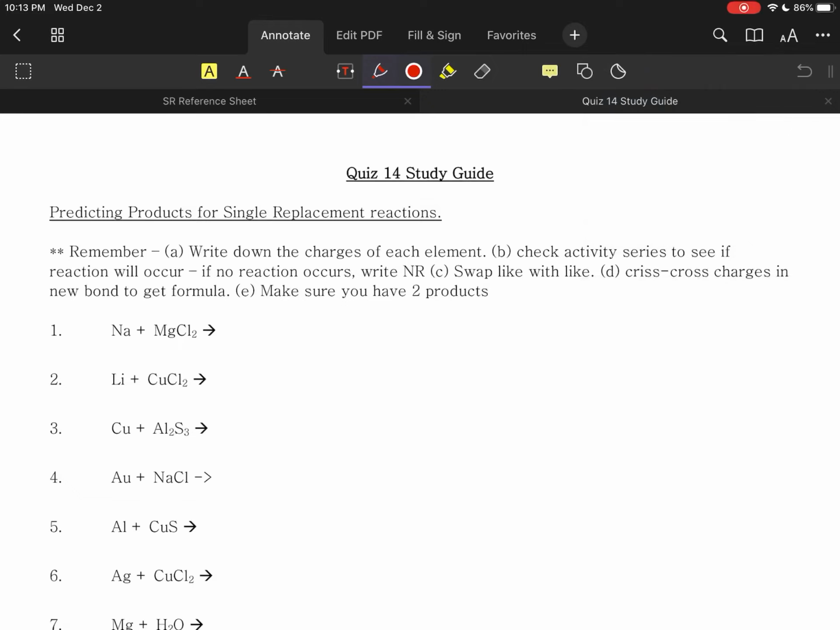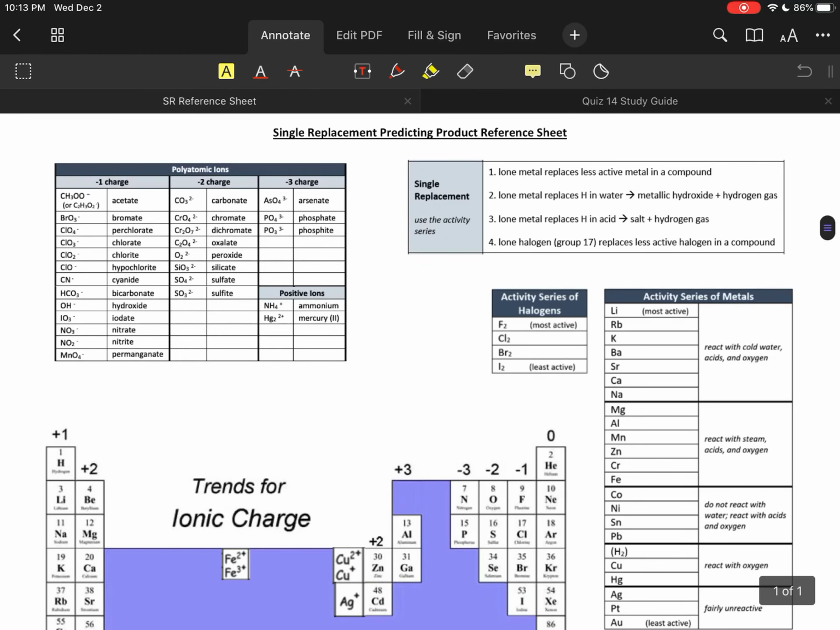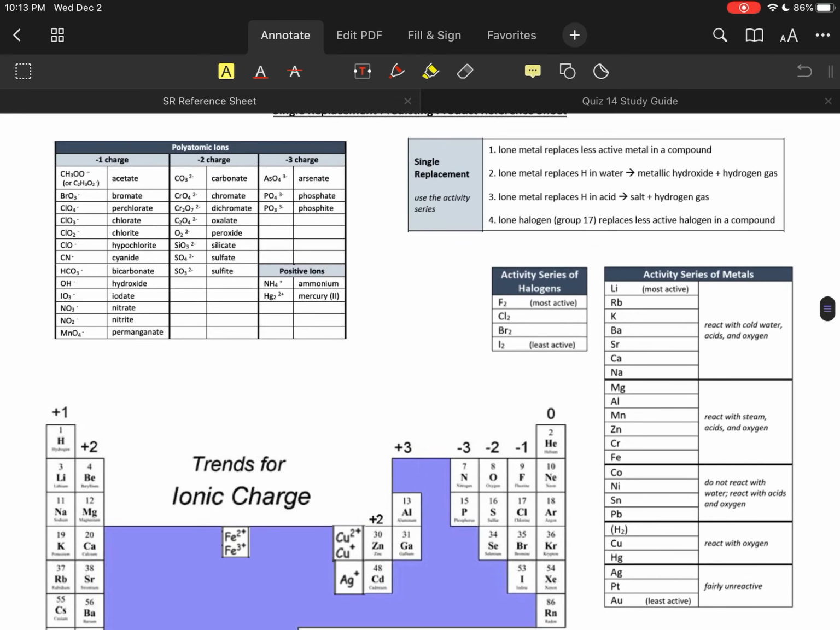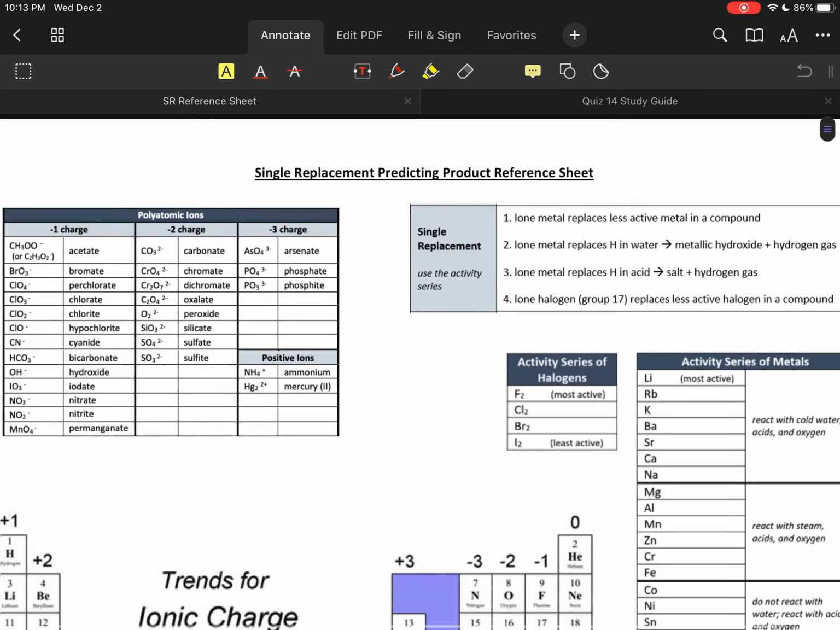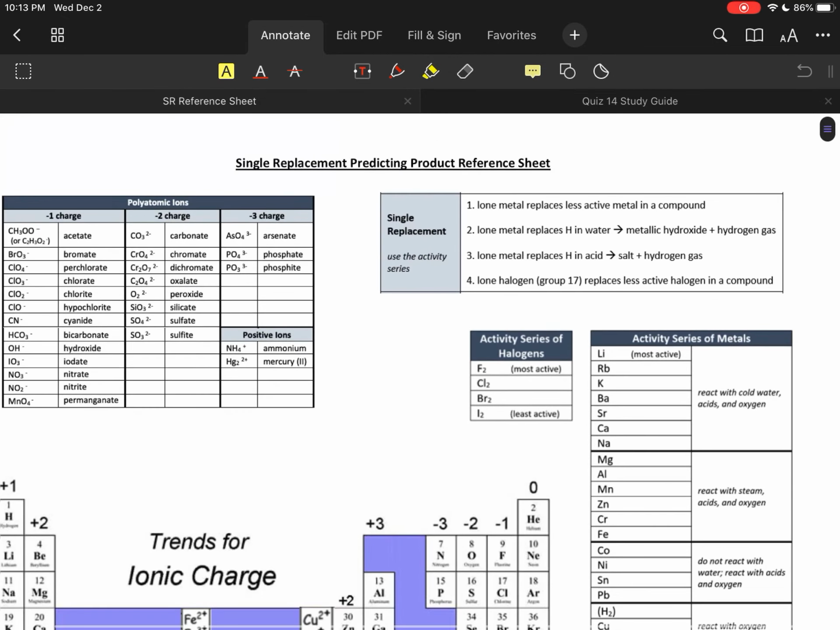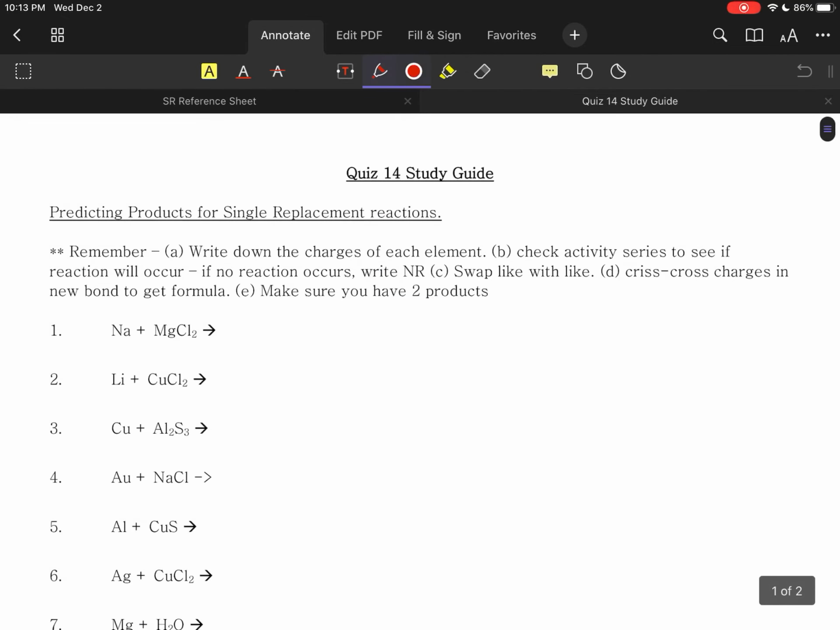Okay, so I'm just going to walk through a few examples of the single replacement reactions on the study guide. Before you start, you're going to want to make sure you have the reference sheet or your notes so that you can look at the rules and the activity series. You're going to need to have those on hand before you start.